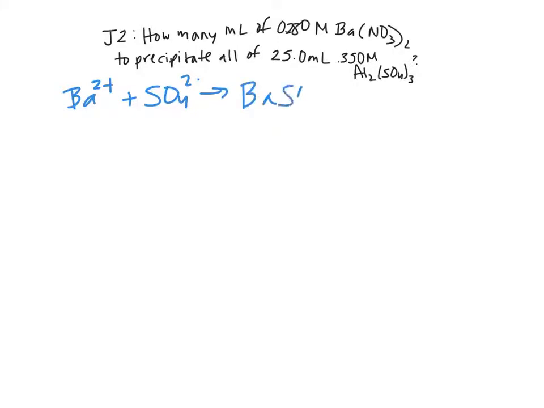That's our precipitate. Okay, so the question is, how many moles of this do we have? And then from there we can find out how many moles of this we need. And if I know how many moles of this, I can use the molarity of the barium nitrate and then find the milliliters. So that's kind of my plan. So first let's find out how many moles of sulfate are in the given volume and molarity.